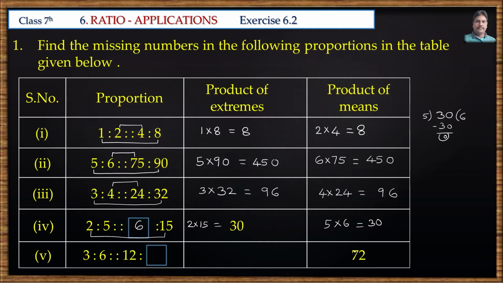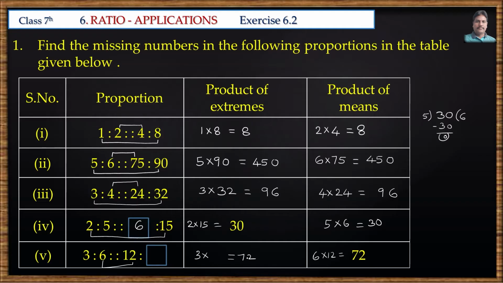Here the product of means is given as 72. 12 into 6 is 72. 6 into 12 is 72, is given. So what is this number? This extreme number, we have to find. 3 into that extreme number will become 72.